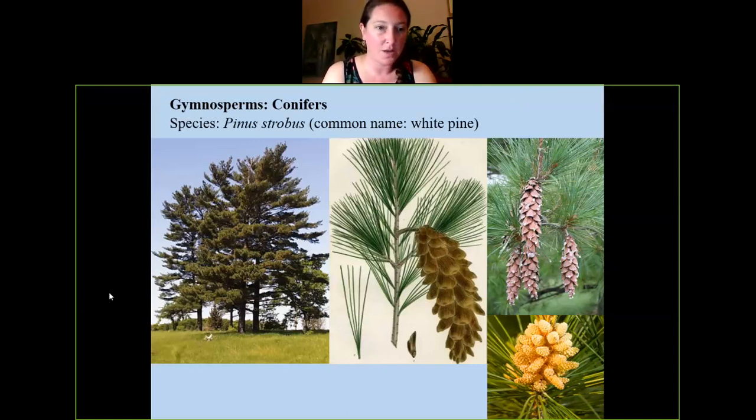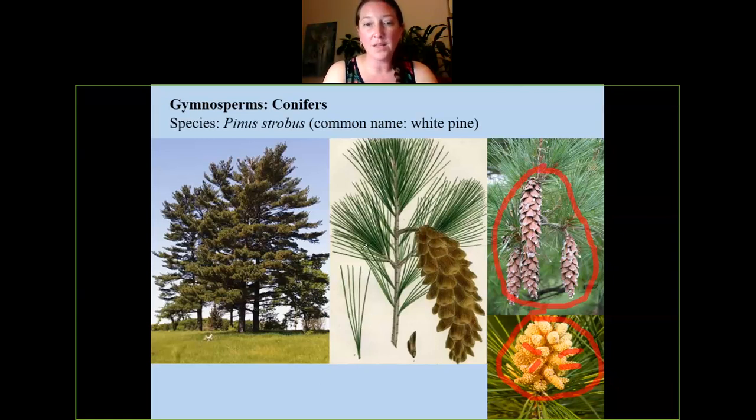Here, let's change colors again to whatever, red. Sure, why not? This is what the male structures look like. Each of these is a strobilus, etc., bearing pollen. And this is what the female structures look like, right? A cone, because it's a type of conifer.